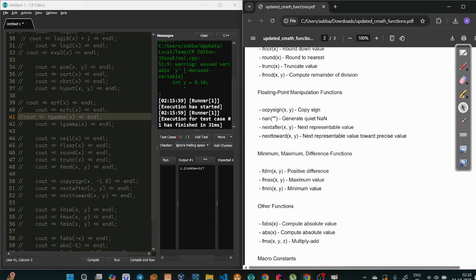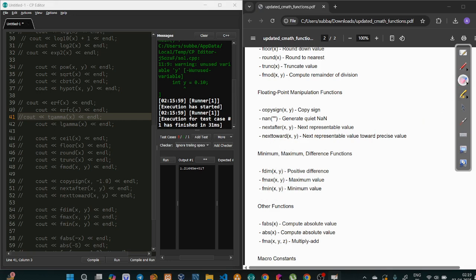Again, fdim is to find the positive difference. So 2 and 5, the positive difference is 3. It basically removes the negative sign. This is used to remove the negative sign. fmax, or you can just write max of x comma y. This is used to find the maximum between two numbers. Min is used to find the minimum of two numbers. You don't actually need to write f here. If you write max and min, it works.